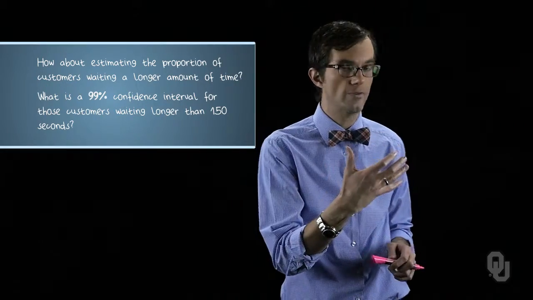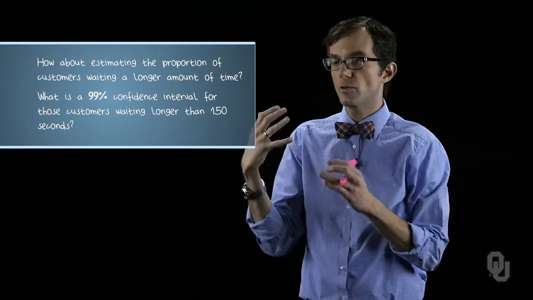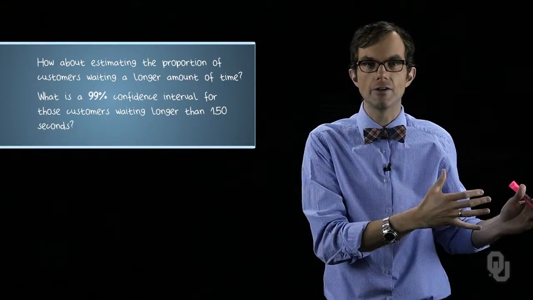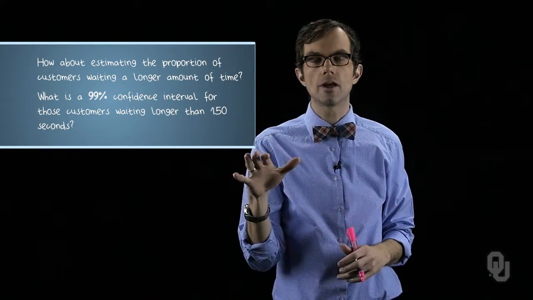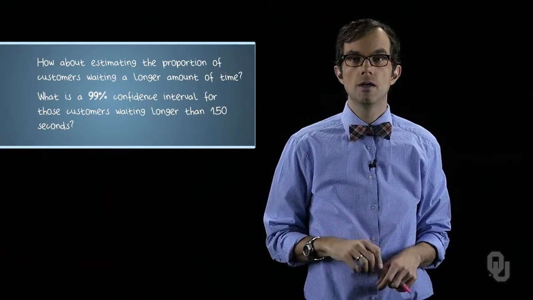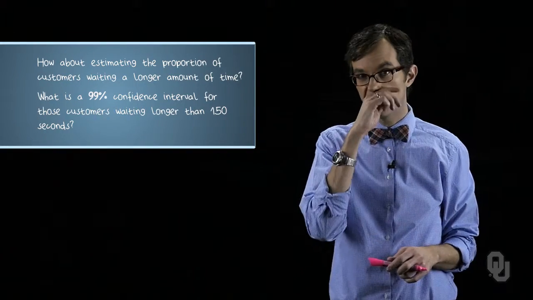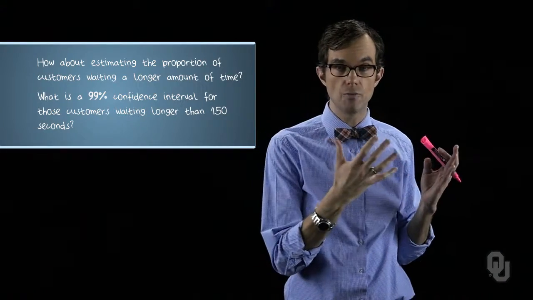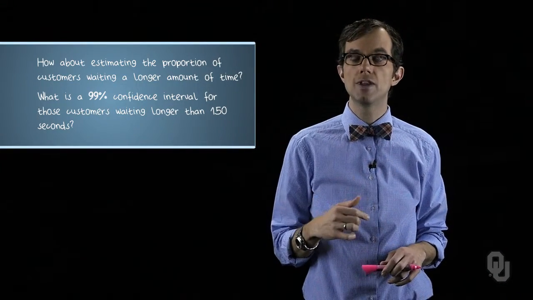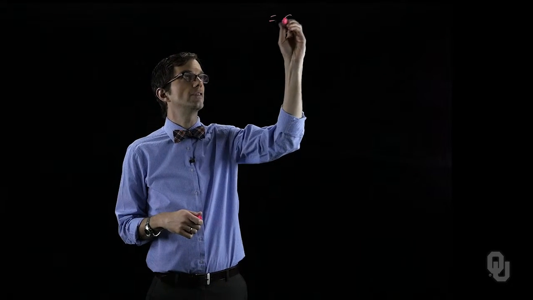Okay, this could be something of interest to us. What's the proportion of people that come into our restaurant and wait longer than the industry standard? That's very different than the mean, okay? But it's also very useful for us to understand that kind of thing. So how do we figure this out? This is a proportion problem, a confidence interval for proportions. We can use the COUNTIF function in Excel to help us out with this.